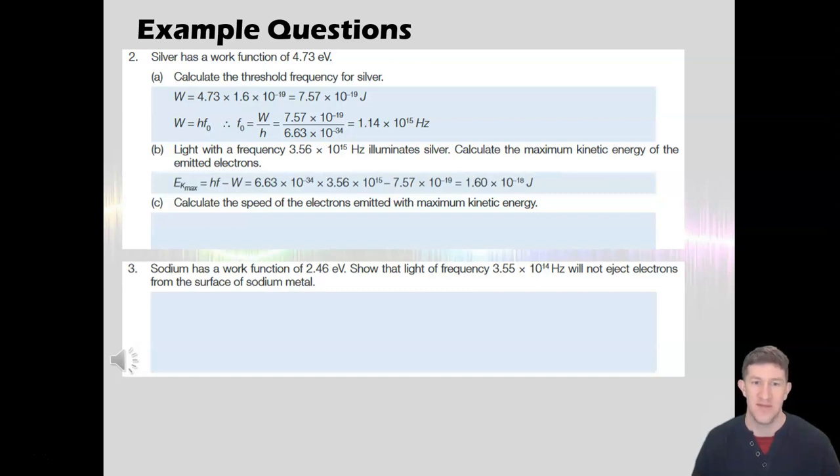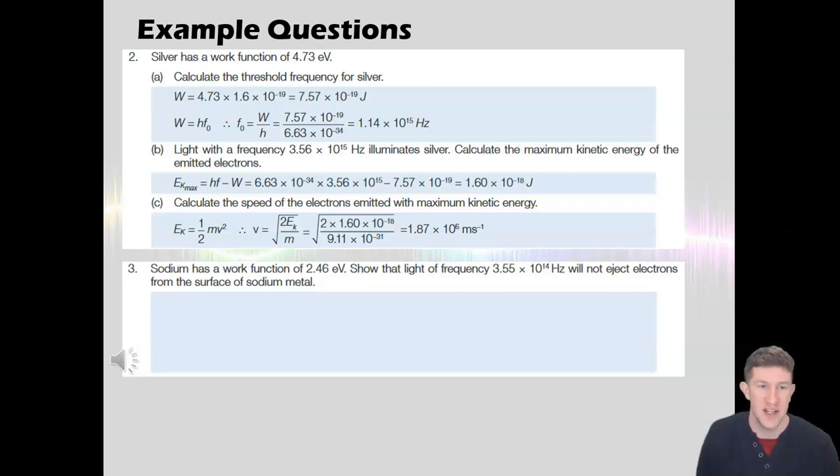EK max is the hf minus W formula. Plug in our values, we get 1.6 times 10 to the negative 18. Then if we want the speed, we plug in our traditional kinetic energy formula, because they're convertible, that is just the kinetic energy, half mv squared. We rearrange because we want v, so we've got EK over m, 9.11 times 10 to the negative 31 is our mass, and we get 1.87 times 10 to the 6 meters per second. So these masses and things will be given to you on your formula sheets if you need it.